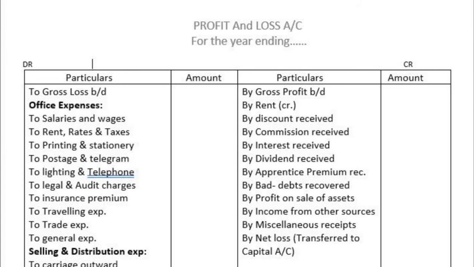And then the credit side of P&L account will include all the indirect incomes of the business like rent received, discount received, commission received, interest on investment, dividend on shares, bad debts recovered, profit on sale of assets, and income from other sources and miscellaneous receipts.